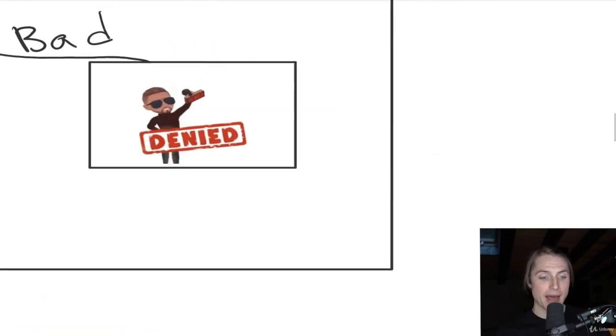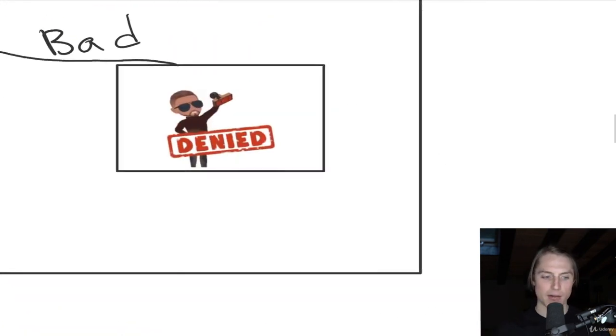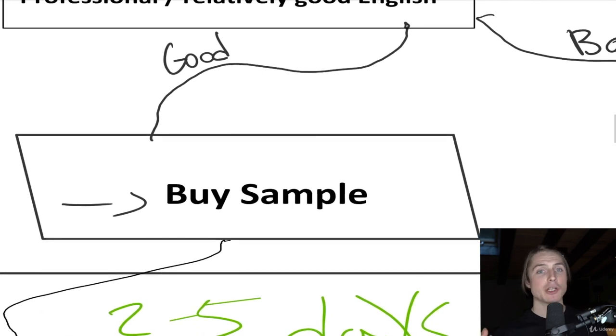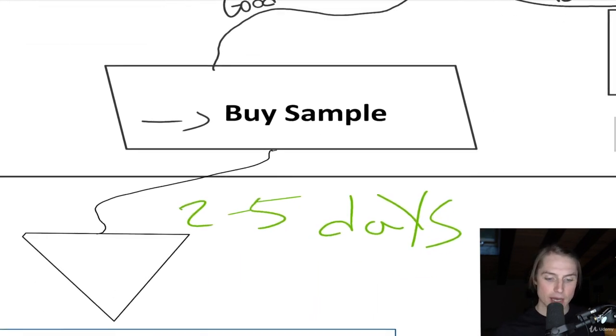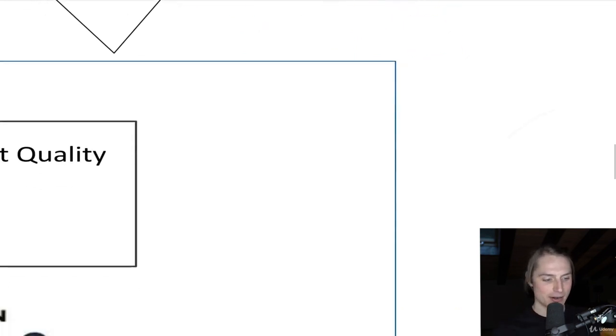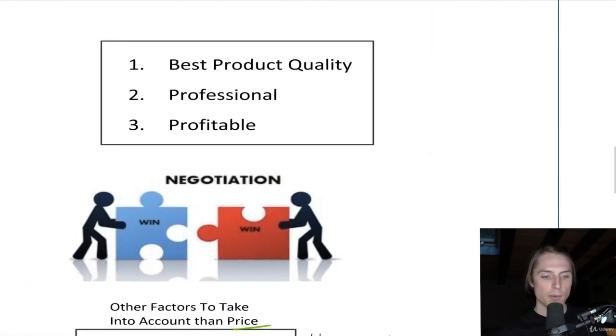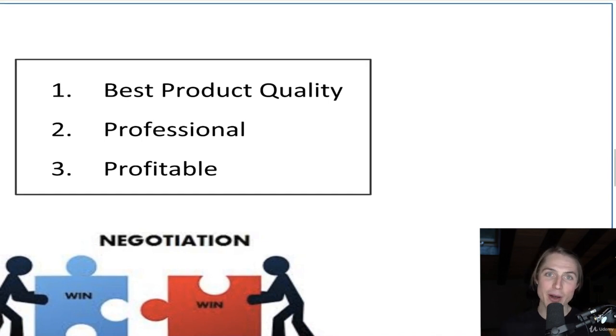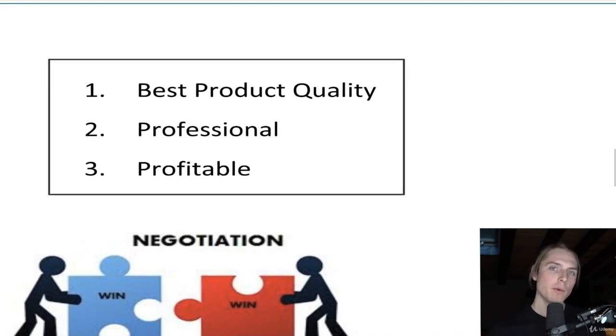All right, so somebody's bad, denied. Go on to the next one, all right? Now, if it's good and everything matches, we're going to buy a sample from them, okay? Then it's going to take about 2 to 5 days for that sample to get to us, all right? Then what we want to do is evaluate who has the best sample, all right? We want the best quality sample at the end of the day. We want to be dealing with someone that's professional, and it's got to be profitable for us, okay?